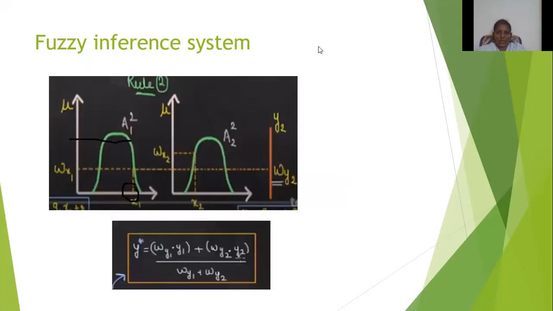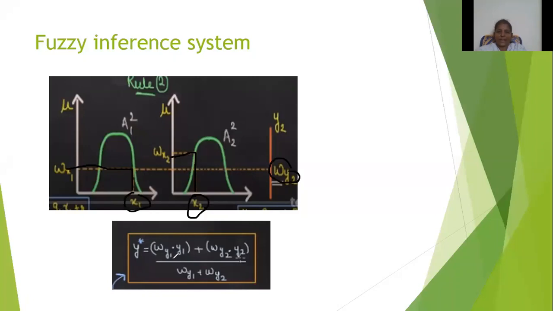Next, rule 2. In rule 2, again, the same AND operator is used. Corresponding to x1, you are marking the membership function extending x1 from this will be your membership function. Corresponding to x2, again you will mark your membership function. So minimum among wx1 and wx2 is your output membership function WY2.